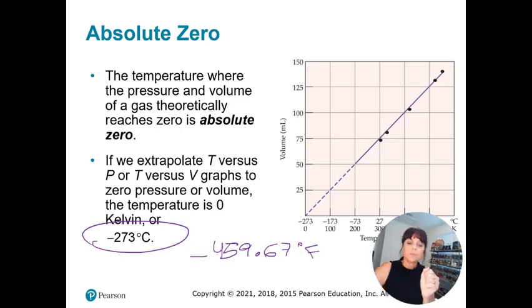Okay, and in all gas problems we're going to use Kelvin. Remember, in Kelvin we don't have negative values. 0 Kelvin is the lowest temperature that we can have, the lowest energy of the molecules, the particles.